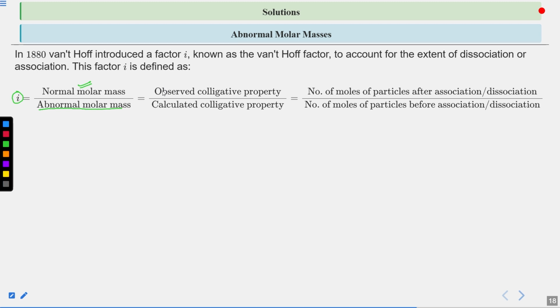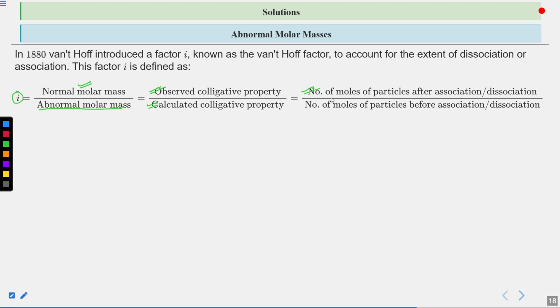Second definition would be observed colligative property. If you do not consider the association and the dissociation, you will get the calculated one, and the one which you are getting experimentally is the observed one. So the experimental colligative property divided by the calculated colligative property. And the last one is the number of particles after dissociation over the number of particles before dissociation. So these three formulas can be applied to calculate i.